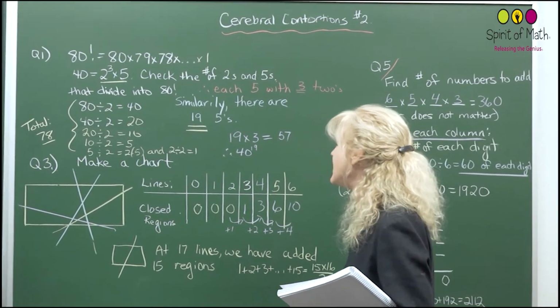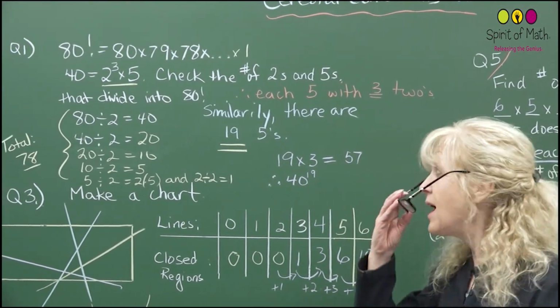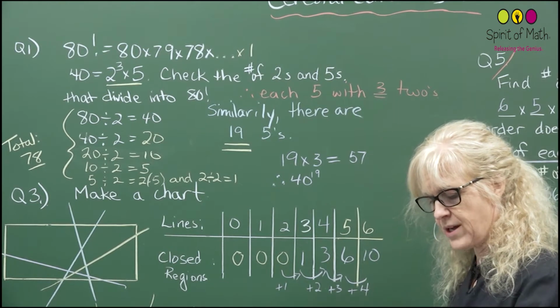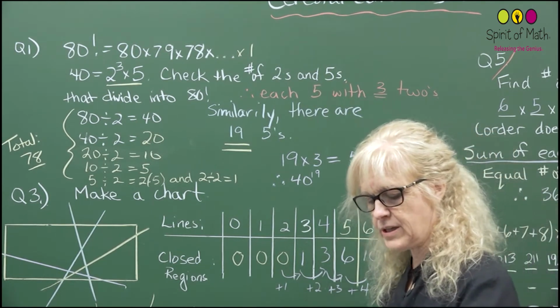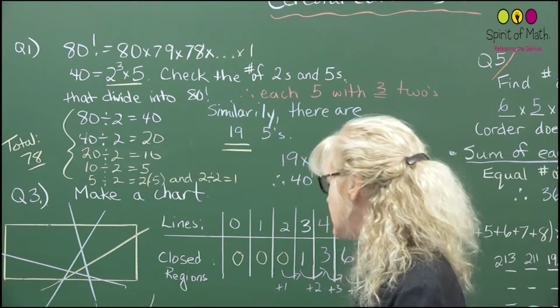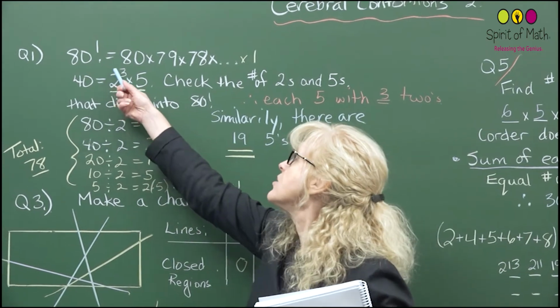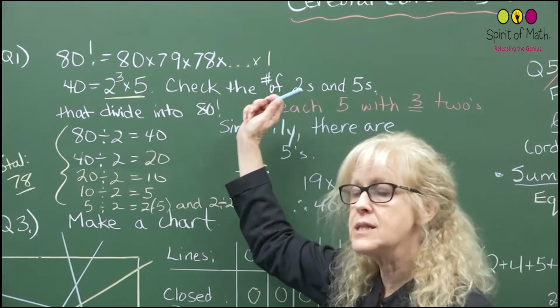These were the ones that I gave hints to, but I'm going to read them out again, and I'm going to explain how to do these. So for question number 1, it says the exponent of the greatest power of 40 that will divide into 80 factorial with no remainder is. So basically, what I've done here is I said 80 factorial is 80 times 79 times 78, etc.